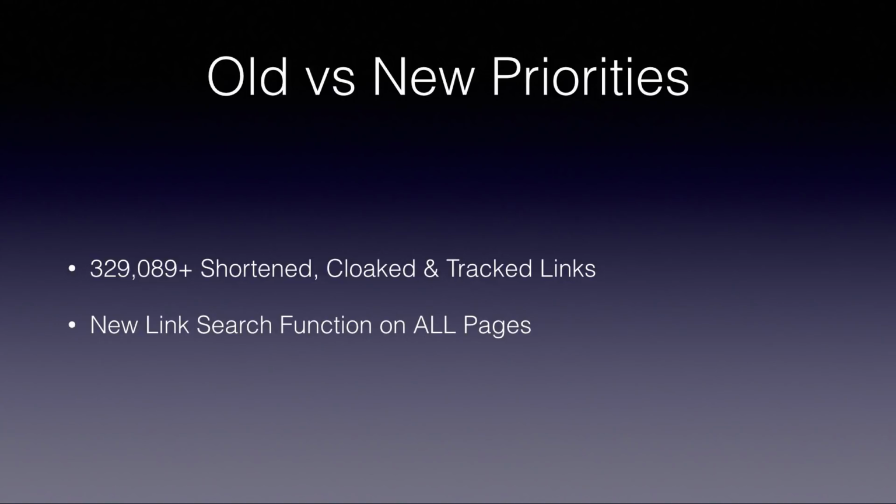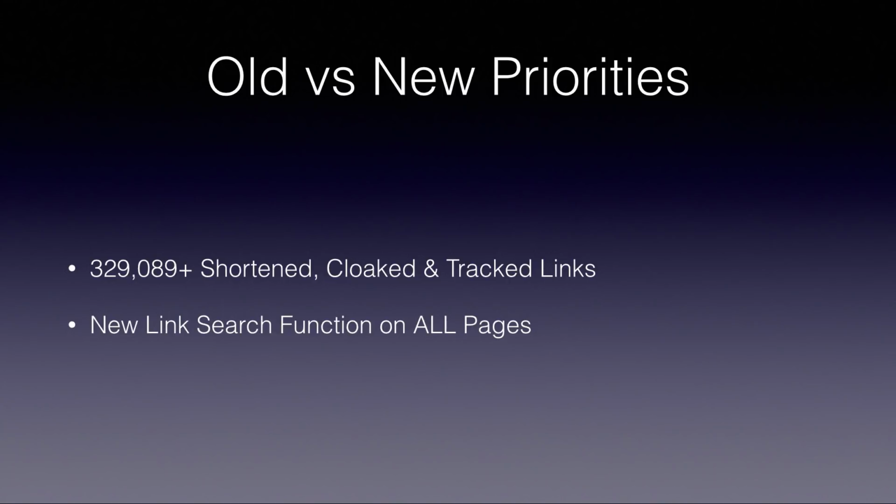Then we have the old versus new priorities. Oh, what does that one mean, you might wonder? We know currently, or at the time when I created this presentation here for you, we had 329,089 shortened, cloaked, and tracked links in the ViralURL system. That's a lot of links for our members out there. And as I mentioned in the very early parts of the presentation, I think this number will increase a lot now with the new Viral widget, by the way.